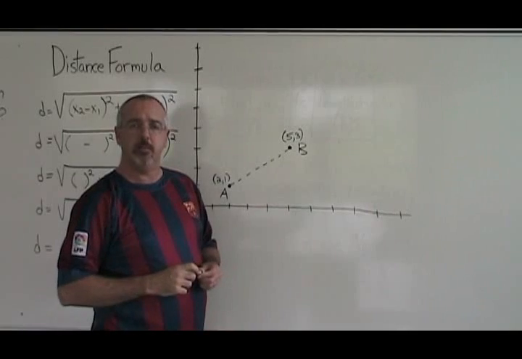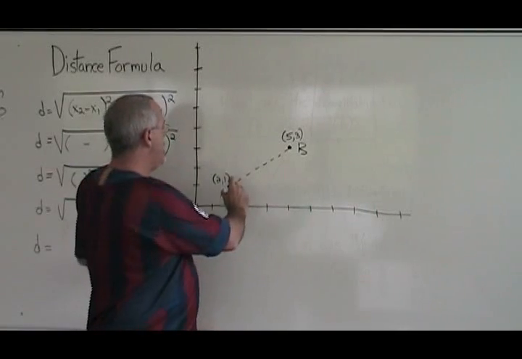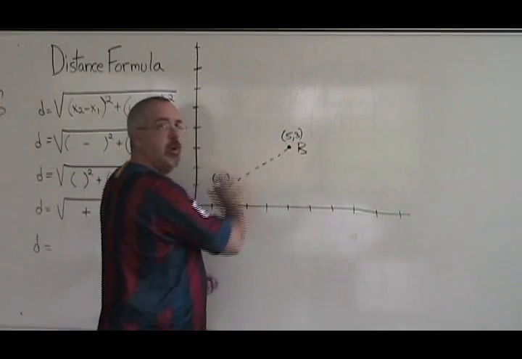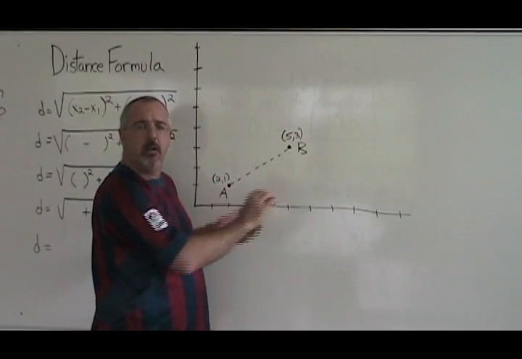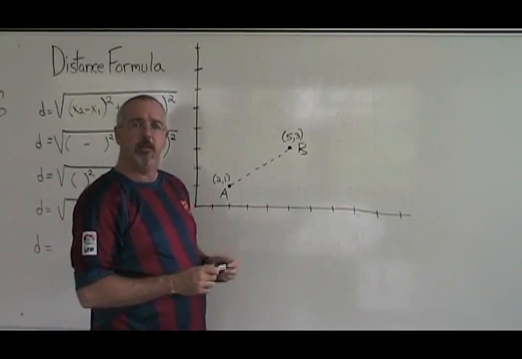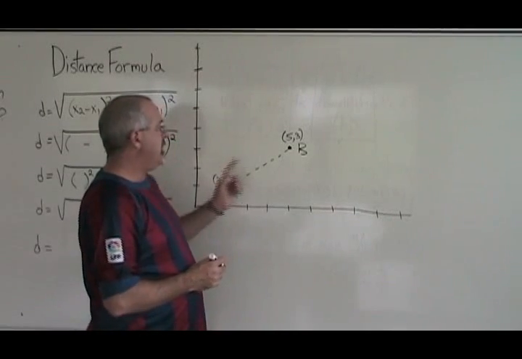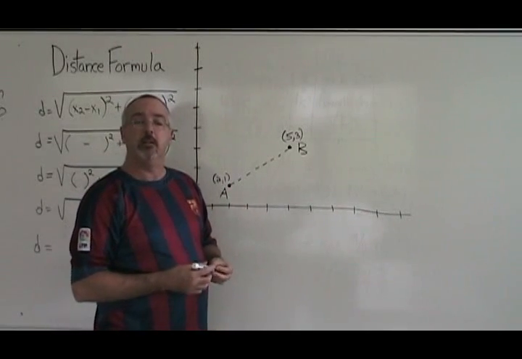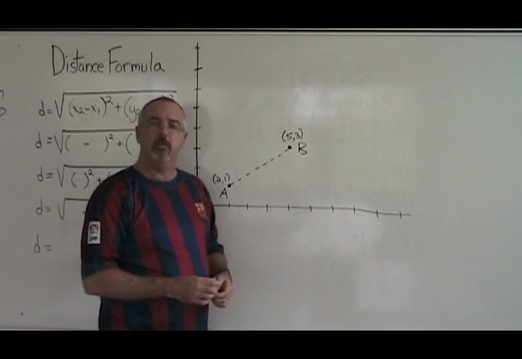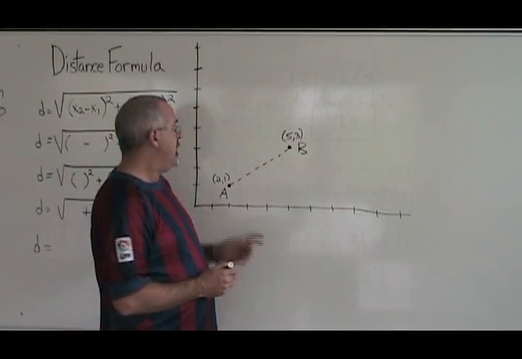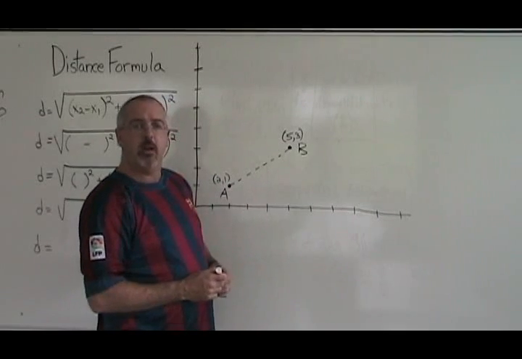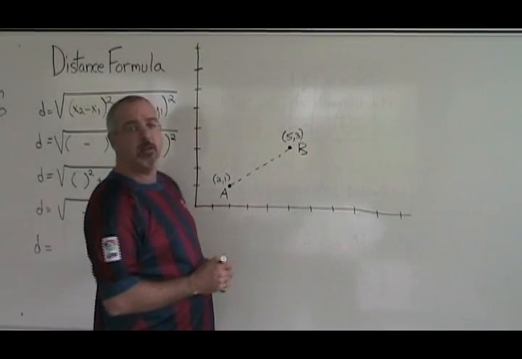I want to know the distance between them. This line doesn't go straight across or straight up and down, so I can't just count squares. That's not going to be a reliable way of figuring out the distance. But I can do a cute little trick because I remember my geometry from secondary 1 and secondary 2. I know Pythagoras' theorem. I can draw a right triangle where this dotted line is the hypotenuse.